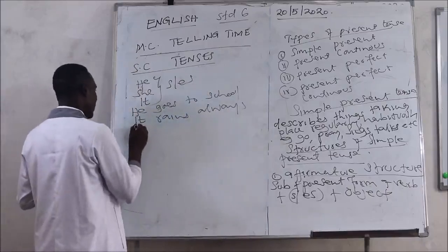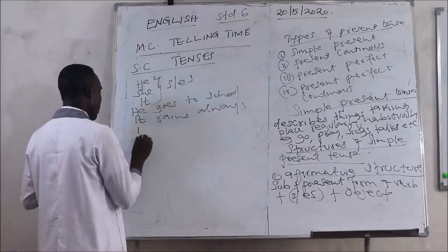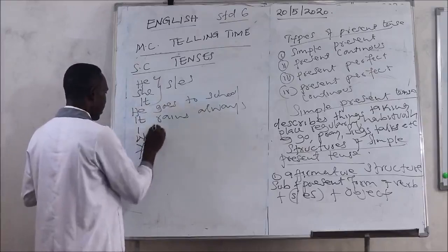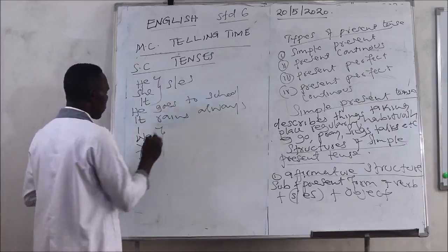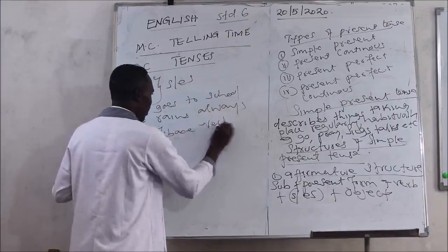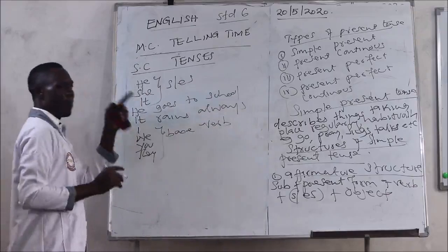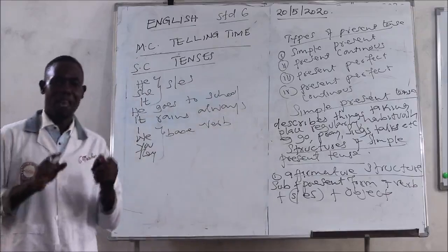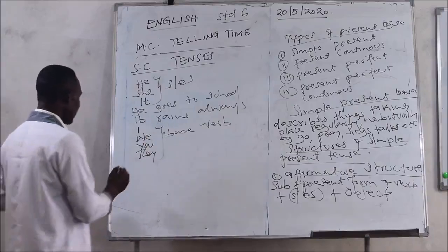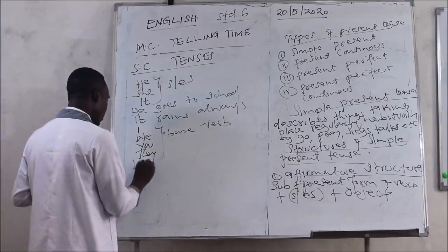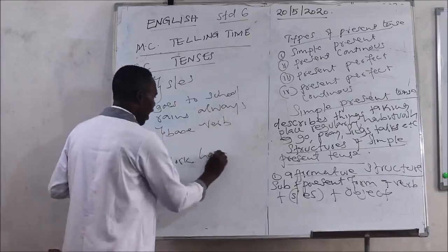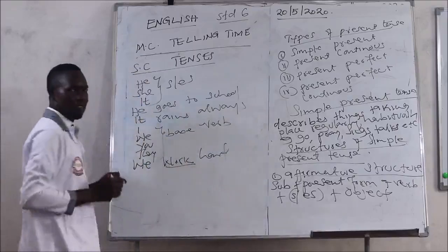And when you use a word such as I, we, you, they, here we are using the base verb. What is a base verb? A base verb is a form of verb that will not accept the use of s or es. For instance, we say we work hard. So the word work is a base form of a verb.